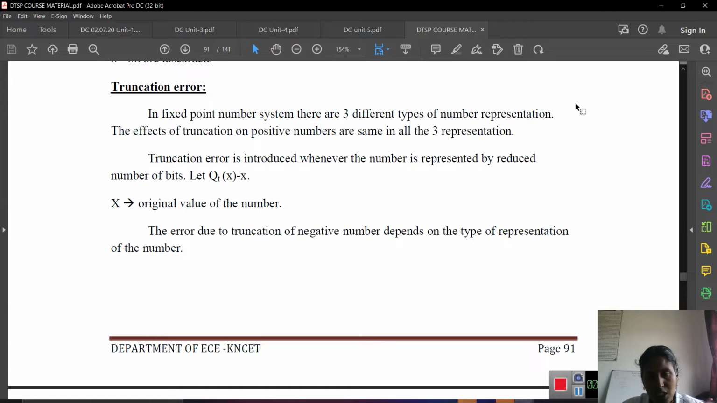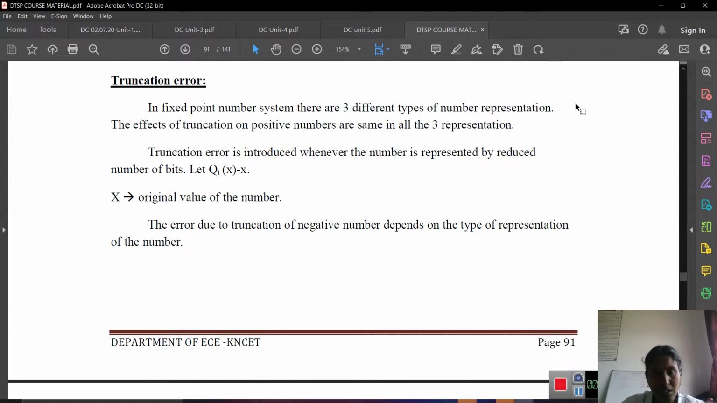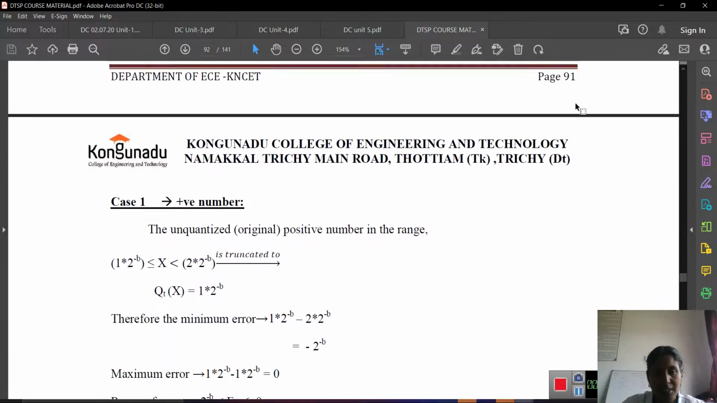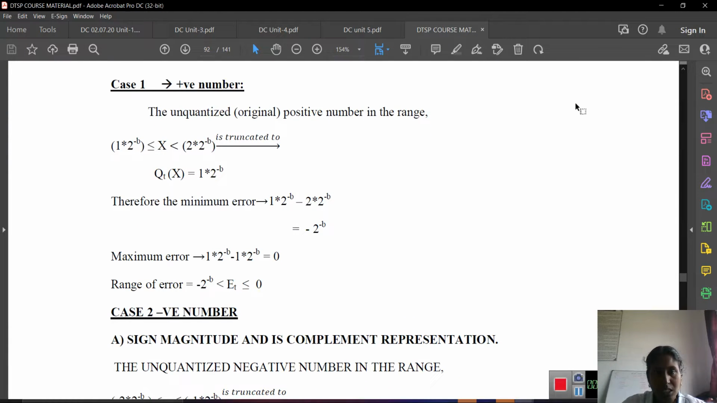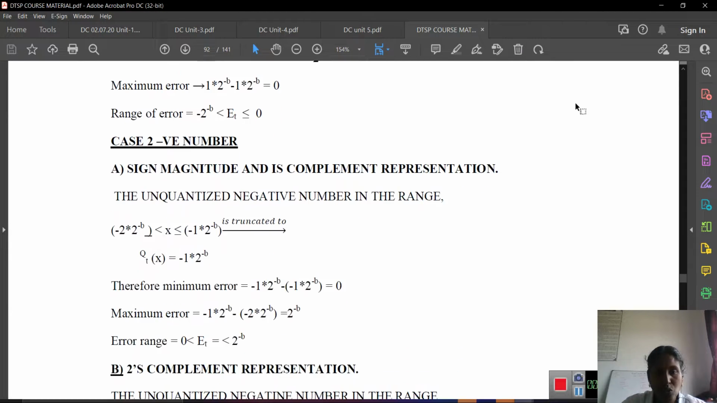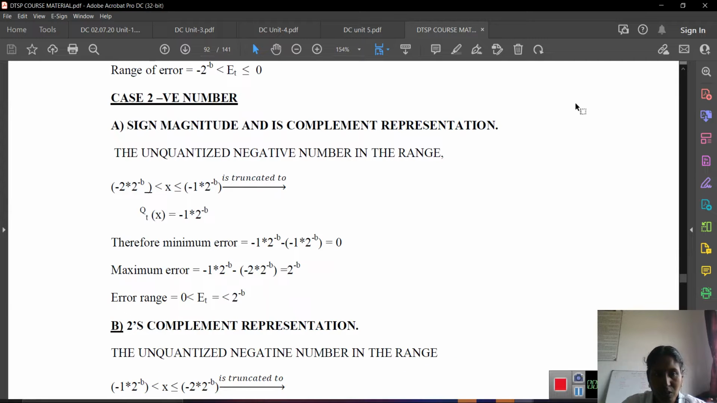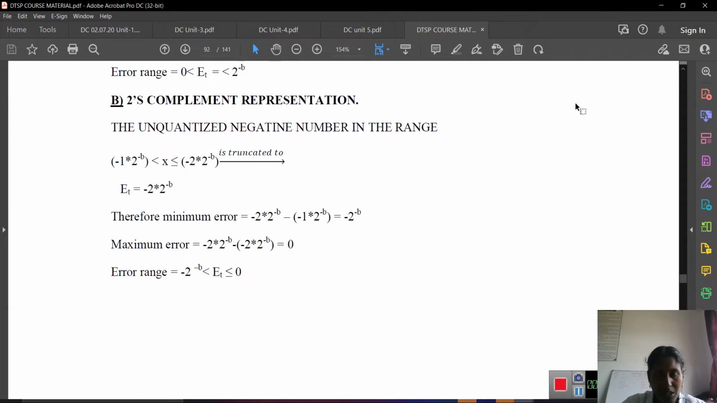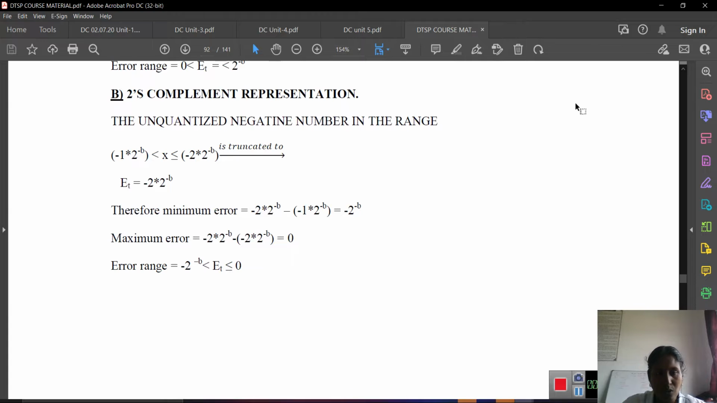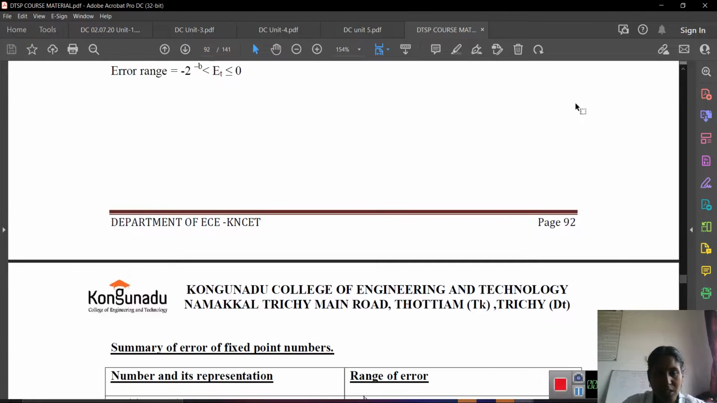The error due to truncation of negative numbers depends on the type of representation of the number. Case 1, the positive number: the unquantized positive number is in the range, and the error is Q(x) minus x, with the bound 1 times 2 power minus b. Case 2, the negative number: Q(x) minus x equal to minus 1 times 2 power minus b. Then the error range calculation. Then for the 2's complement representation, the minimum and maximum error and the error range are also available. This is the second calculation.